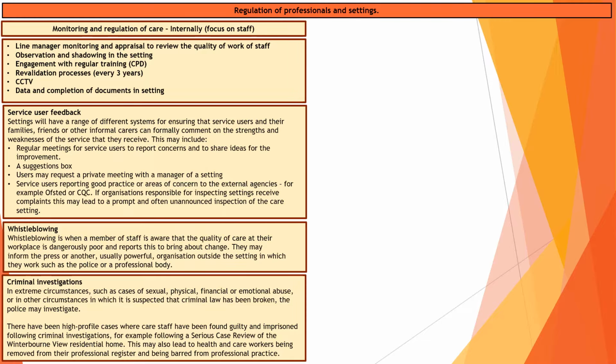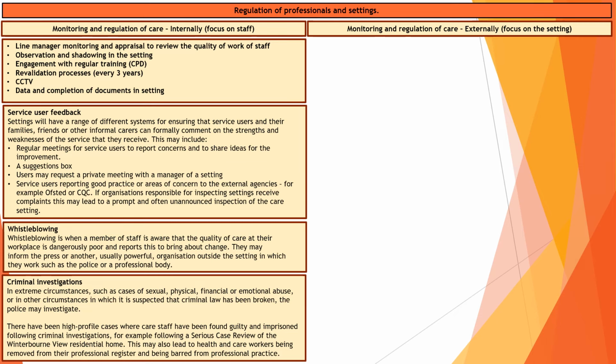And I suppose also in terms of regulation is that if staff were to break the rules, then there would be criminal investigations, and that would be a way of keeping their behaviour, their conduct in check. So these are how a professional, a person, may be regulated within care settings.